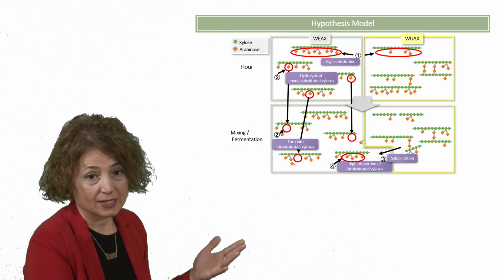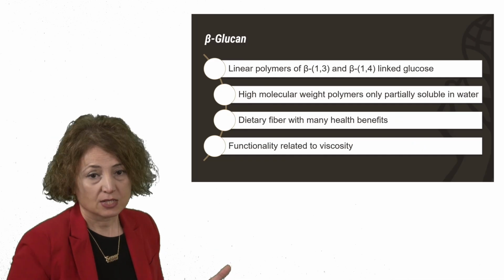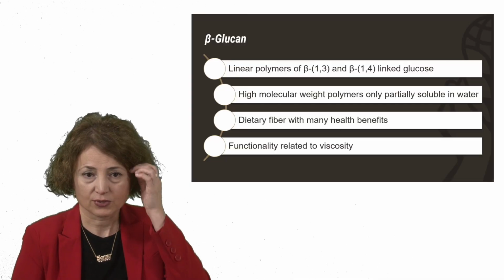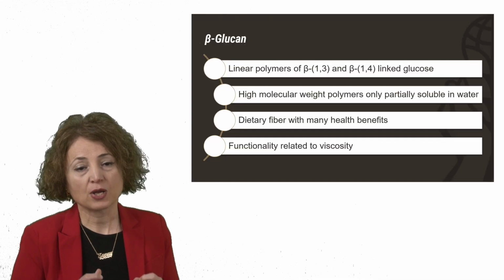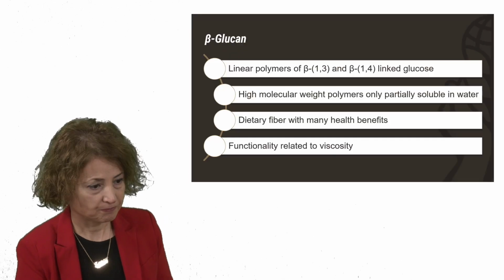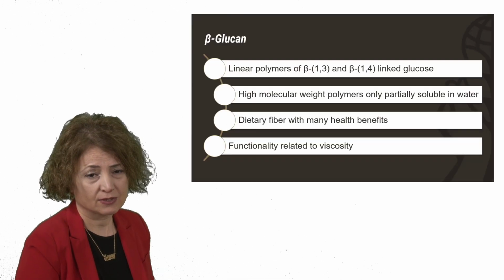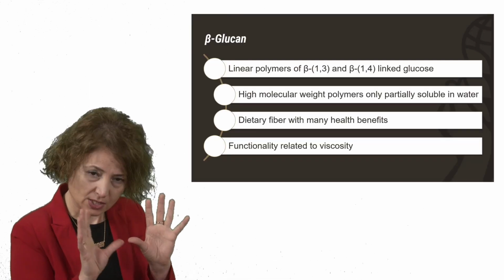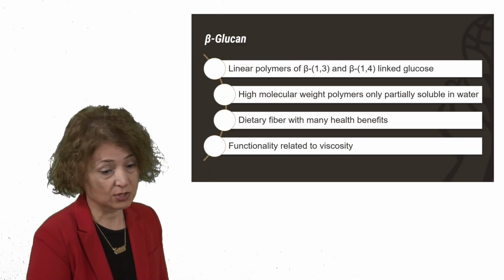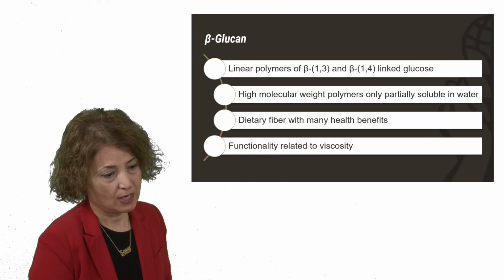So this is just one example of how we can study arabinoxylans, and there are some changes during the mixing and fermentation processes. Again, they are very important for water absorption capacity. Another important non-starch polysaccharide, whose relative abundance is not as high as arabinoxylans, is beta-glucan. Again, we hear about beta-glucan a lot for oat and barley.